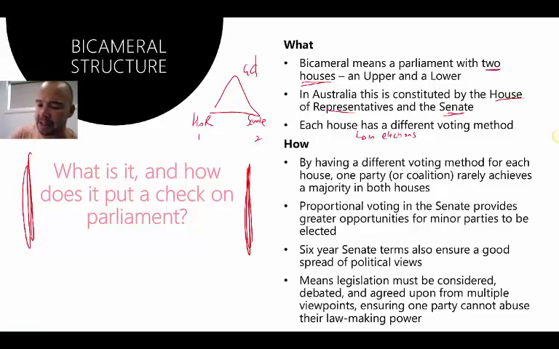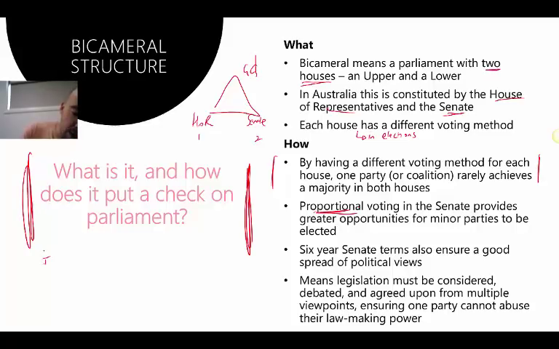Basically, by having this different voting method for each house, one party rarely achieves a majority in both houses or coalition. So we know that in the history of Australia, there's only been a majority in both houses twice, most recently in 2004. So what the Senate uses is what's called proportional voting. It can be tricky to explain, but I'll try and give you it in the briefest, simplest way possible.